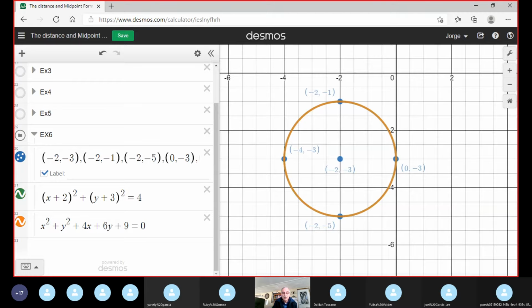Okay, let me erase the board. Let me introduce a new topic, guys. The new topic is about functions. So the name of the topic is functions and relations.